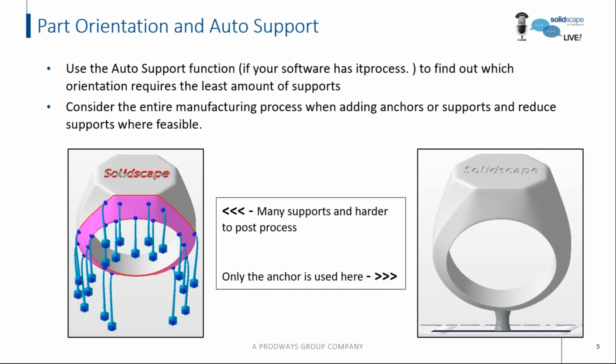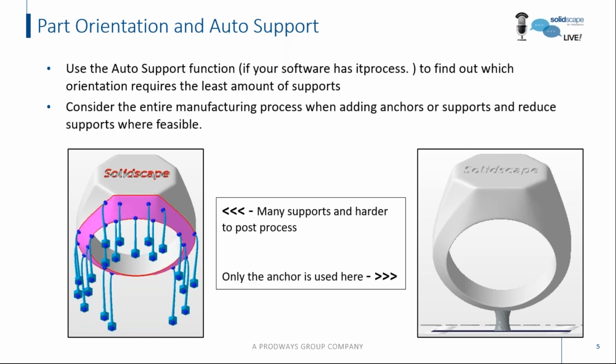If your software has an auto support function, then try your CAD's auto support function. It may or may not provide enough or proper supports. However, using that auto support function with different orientations of the model can help determine the best way to orient that model. Use the orientation that requires the least amount of supports and provides the best processing.